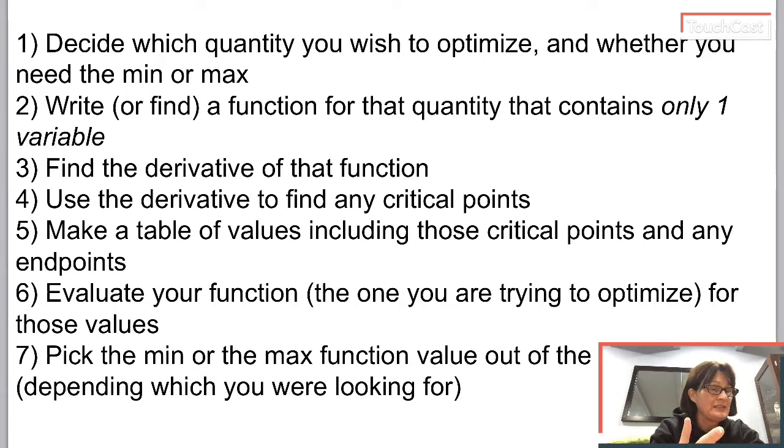Once we have those critical points and any endpoints that are either implied by the problem or specifically given, we're going to make that t-chart with the inputs that we found, endpoints and critical points, and the outputs for that quantity that we were trying to maximize. And we're just going to look in the list for the biggest or the smallest, depending on what you need, output value. All right, so let's try that with a problem here.